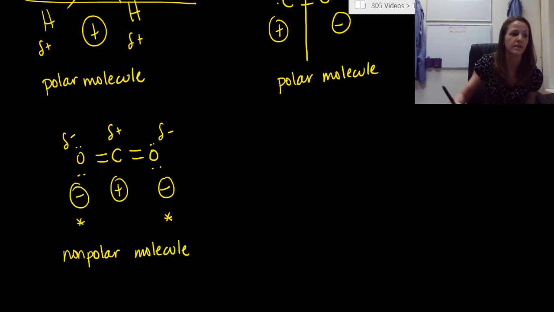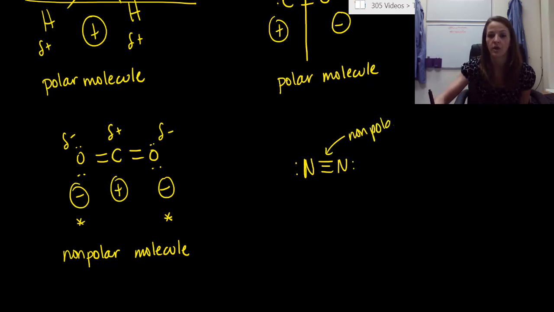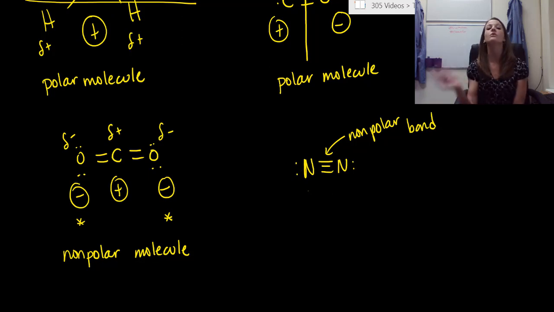And we're going to look at one more example, which is N2, so nitrogen, diatomic nitrogen. Okay, what I'm looking at here is a non-polar bond. My nitrogens are the exact same element, which means neither one of them is more electronegative than the other. I cannot put in this or this.